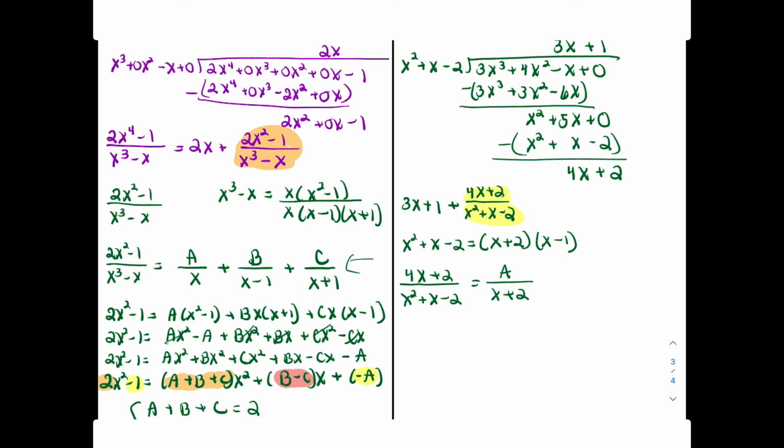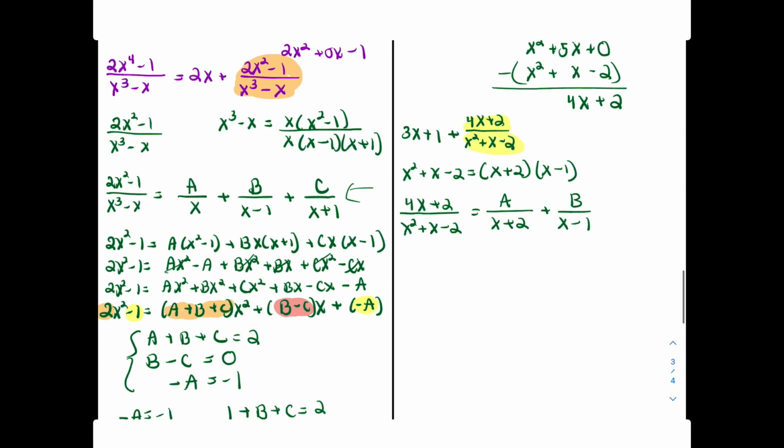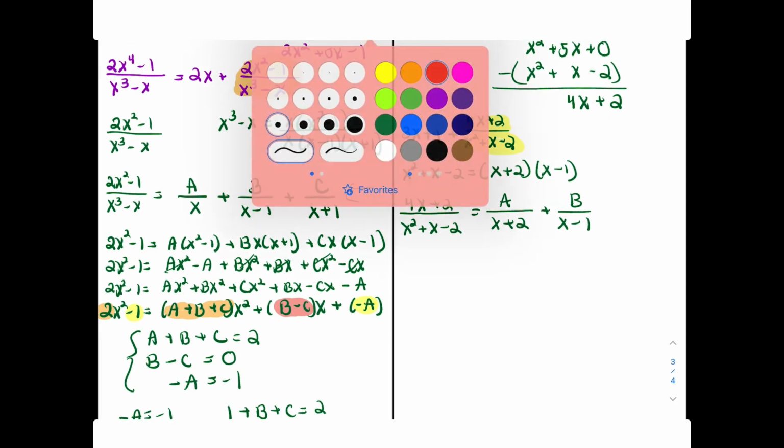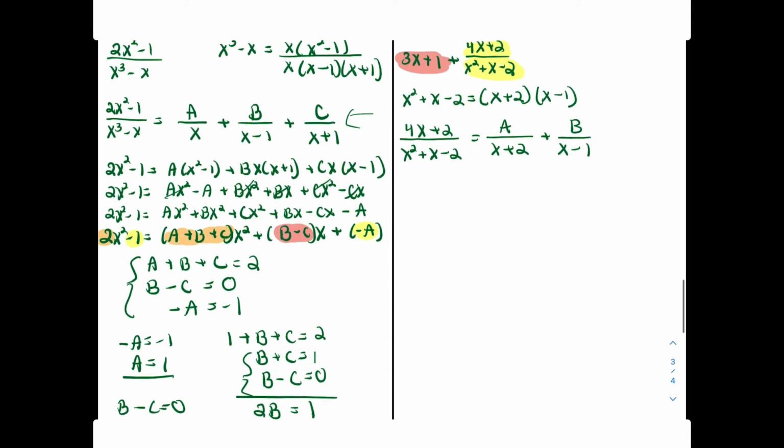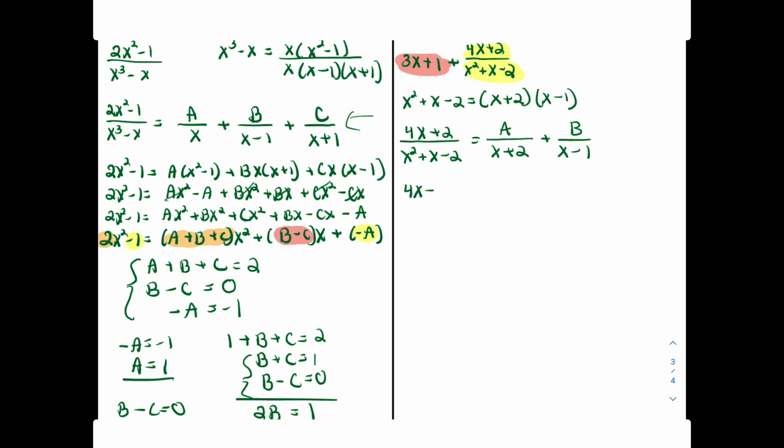So we have one linear term, so A is over x plus 2. We have a second linear term, which is B over x minus 1. Multiplying by our x squared plus x minus 2 to each of our terms, we end up with A times x minus 1 plus B times x plus 2, which gives us 4x plus 2 is equal to Ax minus A plus Bx plus 2B.